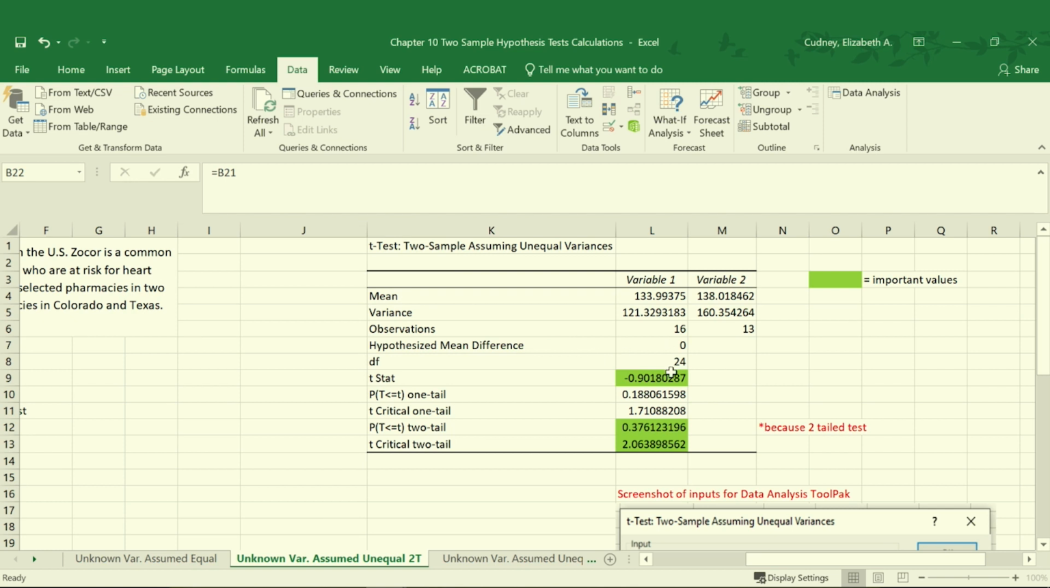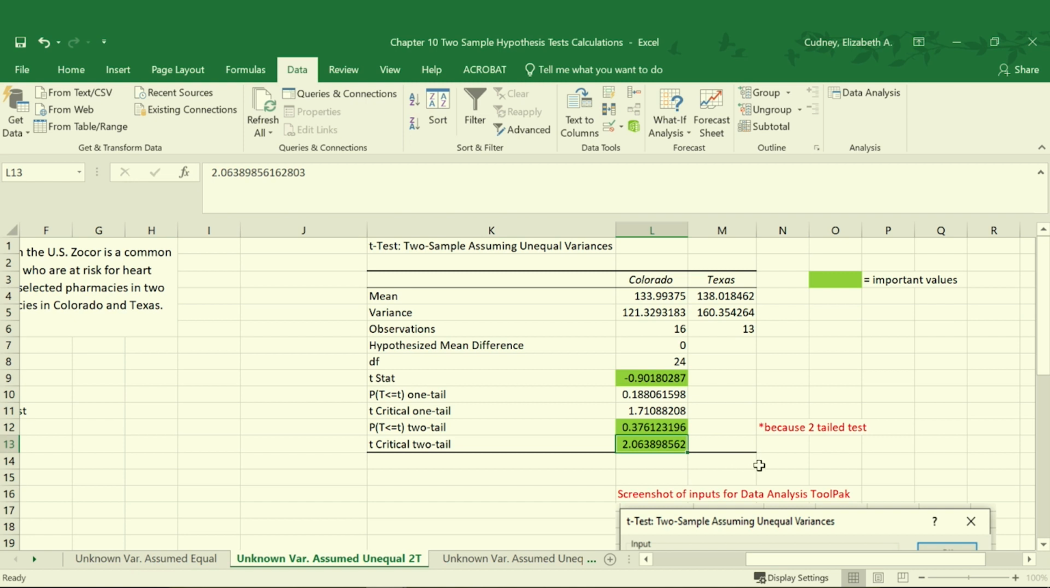So I've highlighted some important values. Since I did not select the header because it wasn't descriptive, I would likely want to change this to Colorado and then Texas. So I can type in these boxes so that I can have that descriptive heading. I have my t statistic, which matches what I calculated before, of negative 0.902. I have my p-value, but more importantly, I have my t-critical value.